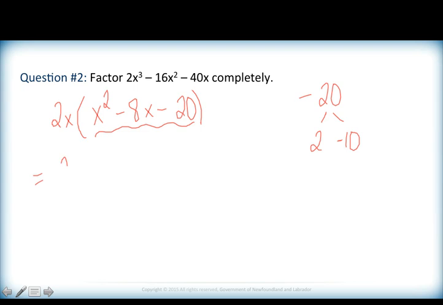All we have to do now is leave our 2x alone. That is our GCF. And we're just going to take our two factors and write them into a product of two binomials. So we're left with x subtract 10 there.